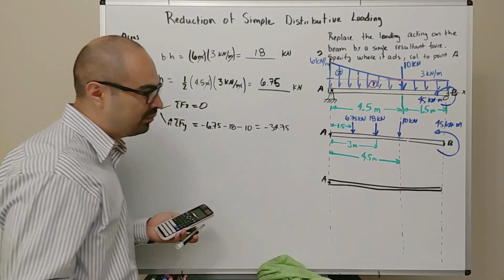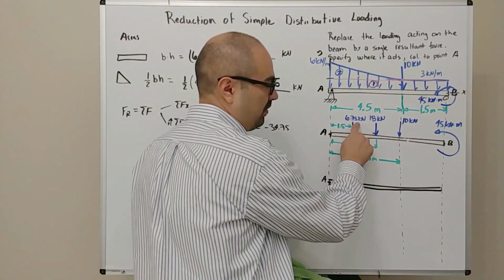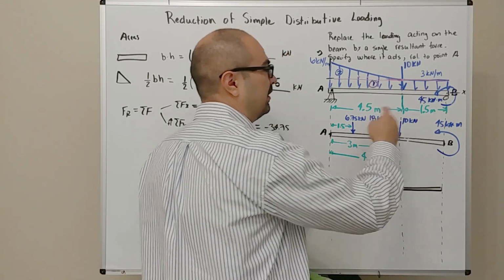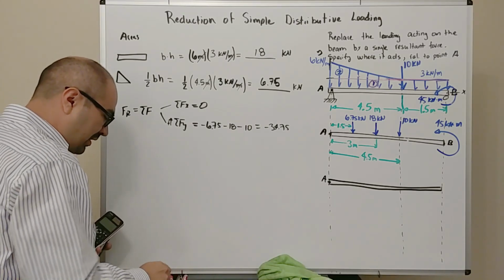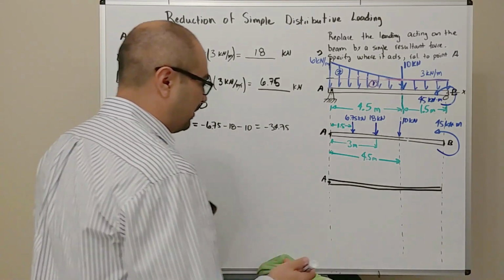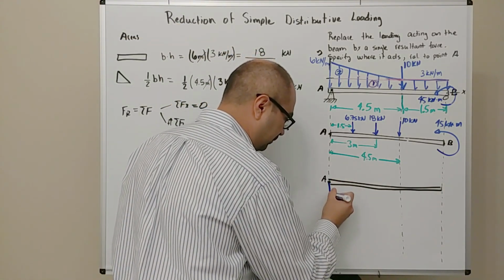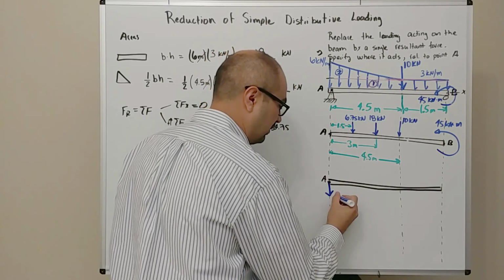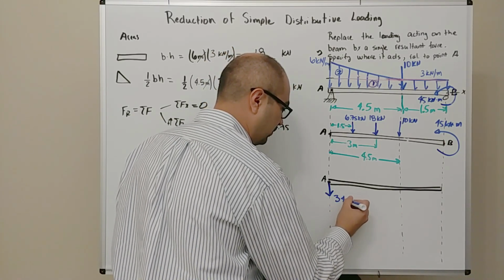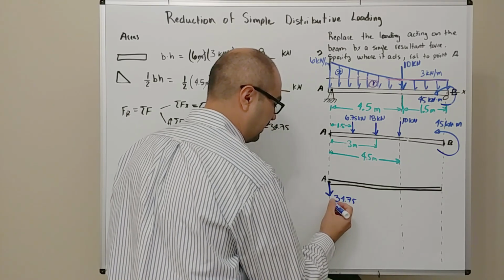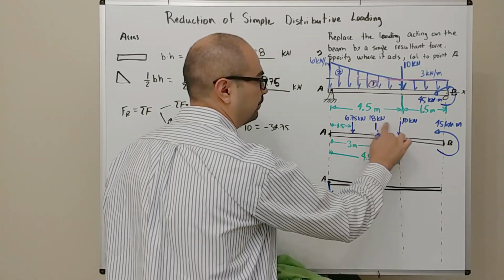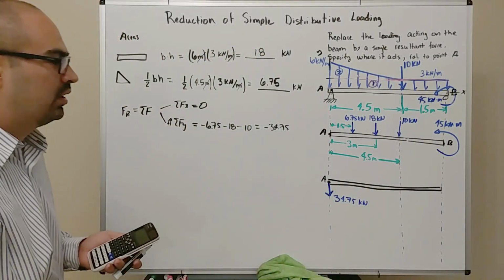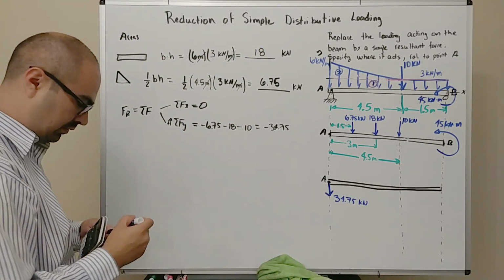Alternatively, you could have done it by inspection and just added 6.75 plus 18 plus 10, knowing that all the force is pointing down. So that means that when you add that total, that resultant force has to point down. So we have something like this. That's our resultant force, 34.75. The units are kilonewton. So we calculated the resultant force.